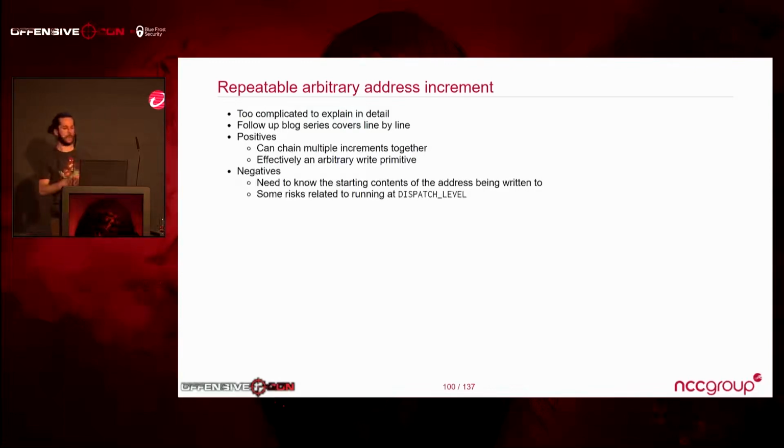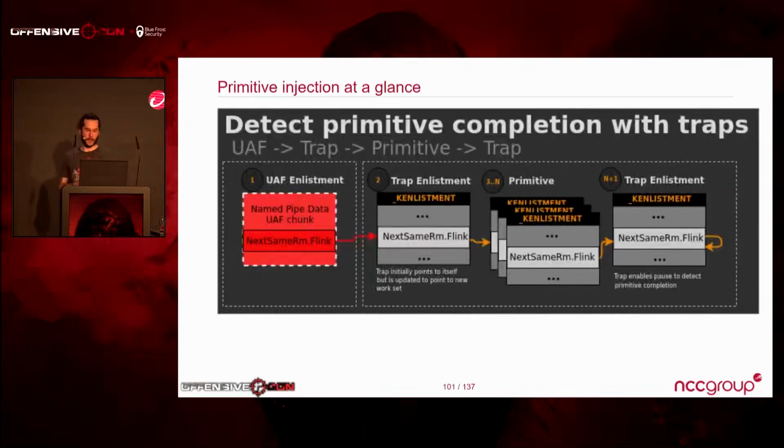The negatives are that to increment it to a known value, we need to know the initial value in the first place, because we are incrementing by 1. And there are some risks at dispatch level. Basically, what we have now is that we can trigger this series of increment primitives and make it finish with a trap enlistment, and we'll know that all the increments have been executed.